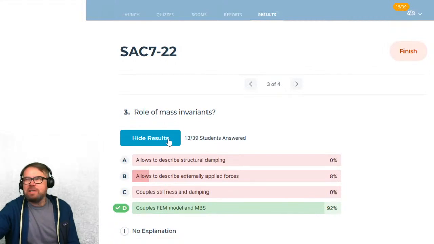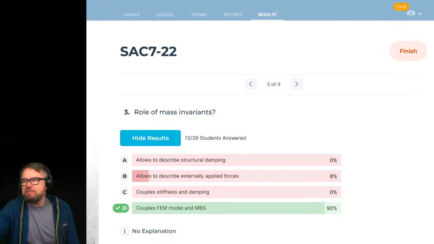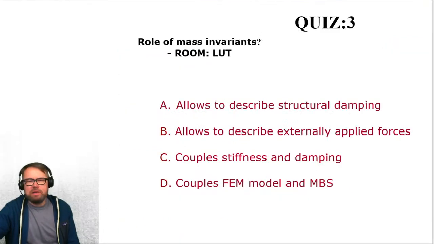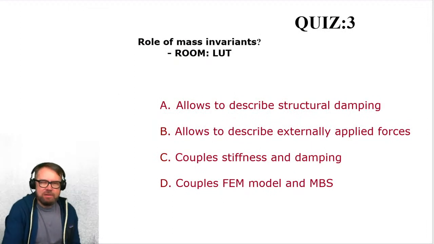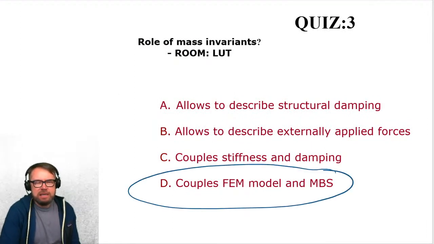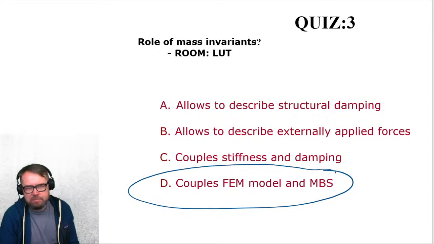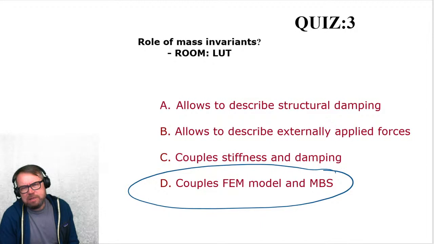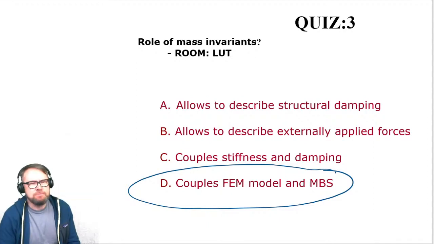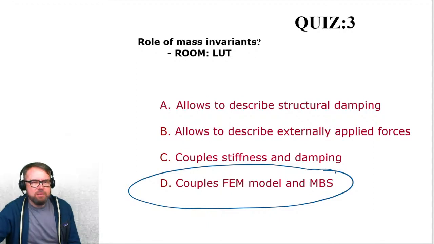Okay. So what is? Let me take this off. No, this one here. Like I said, the role of the mass invariance is that it couples finite element modeling and multi-body system dynamics. It doesn't really couple the stiffness and damping, so not really to do with that. It doesn't really allow us to describe externally applied forces. It's also not really about describing the structural damping, but coupling. That's what it's doing.